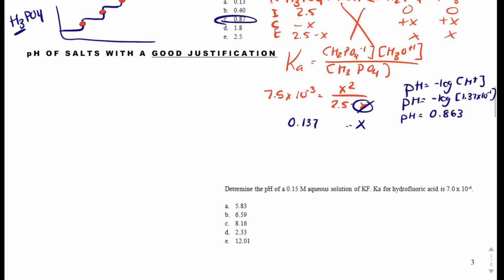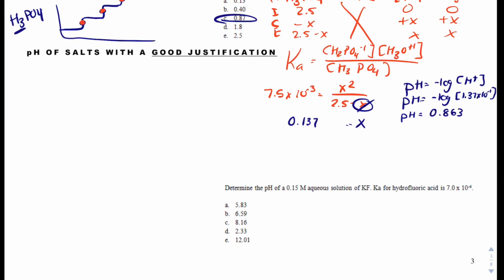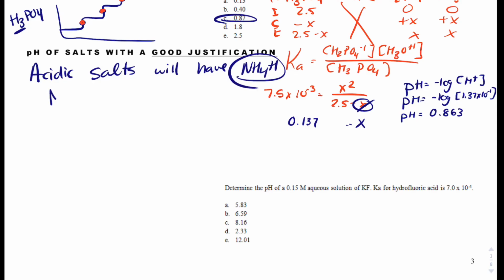Okay. Now, pH of salt with good justification. So, I'm going to focus on two main types of salts. I'm just going to get it out of the way. Acidic salts will have ammonium. That's the only one AP is going to show you. So just know that. So that would be like ammonium chloride, ammonium bromide. I'm not going to get into that because it's a little bit complicated, and I would not worry too much about that. But let's talk about other types of salts.